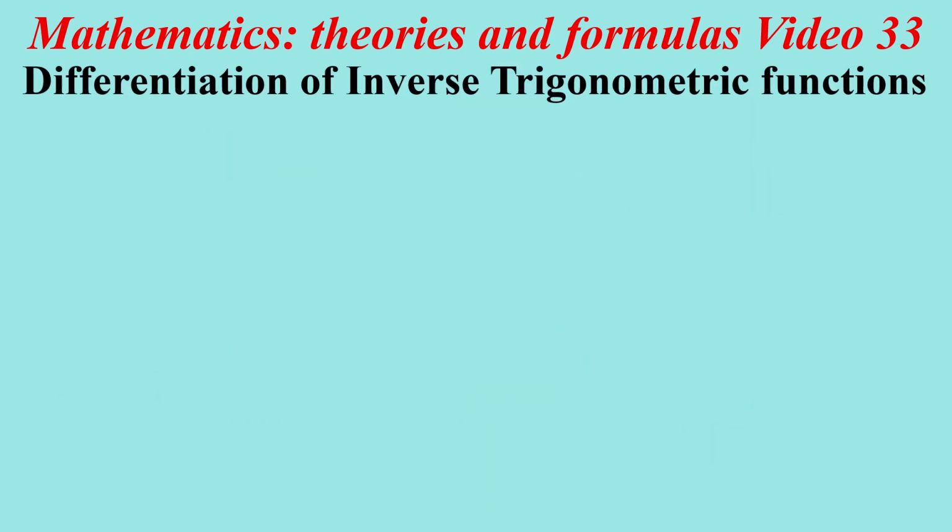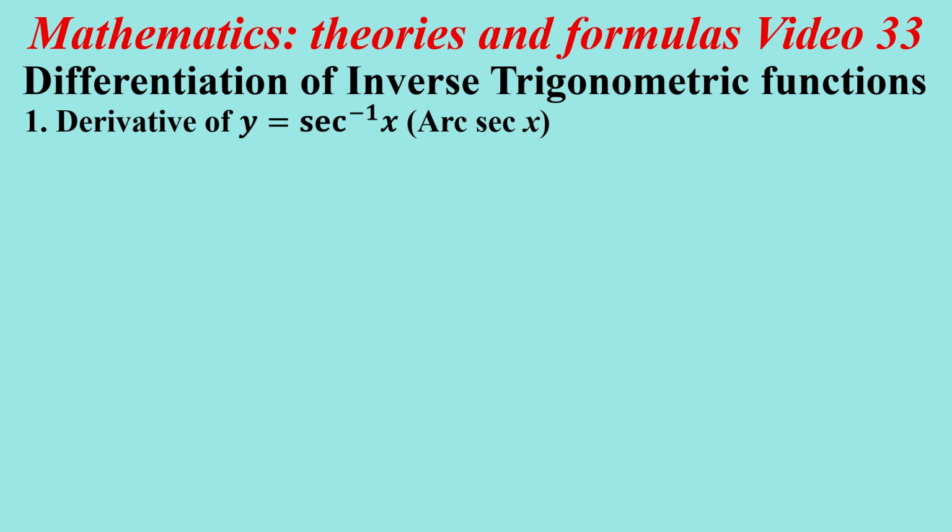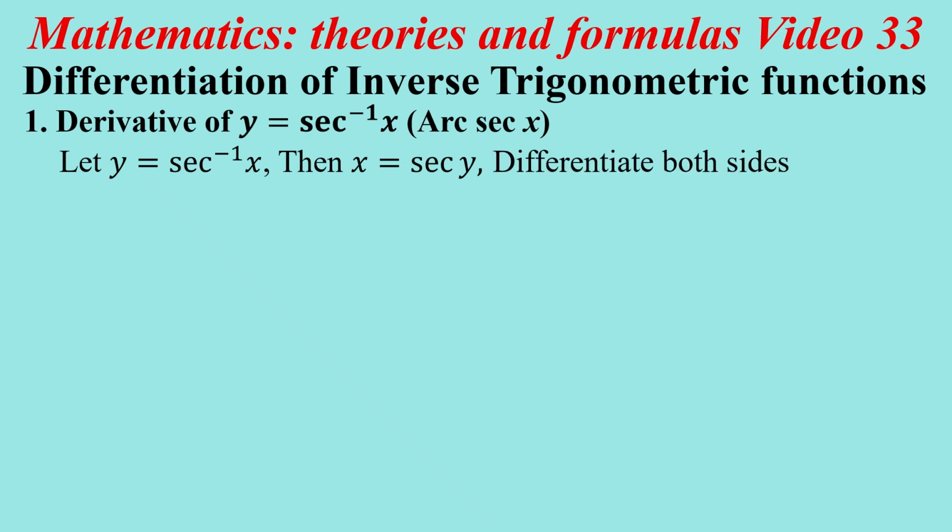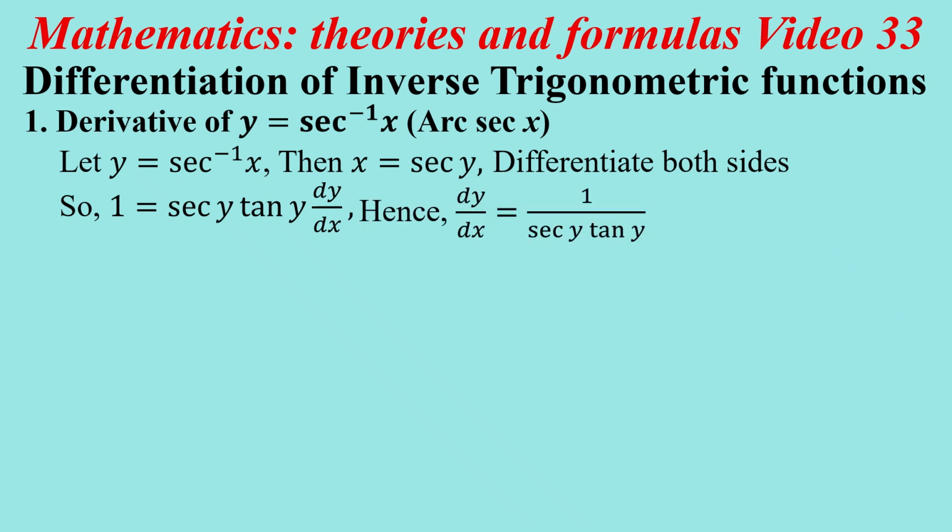Now next we are going to have the differential of sec inverse x or arcsec x. So if y equals sec inverse x, then x is equal to sec y, and we will differentiate both sides. The differential of x is 1 and the differential of sec y is sec y tan y, and the differential of y is dy by dx. So we will have dy by dx on one side and the rest on the other side. So we get dy by dx equals 1 by sec y tan y, and dy by dx is nothing but d of sec inverse x by dx.